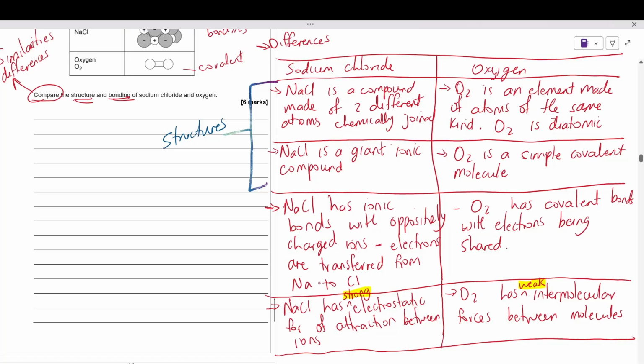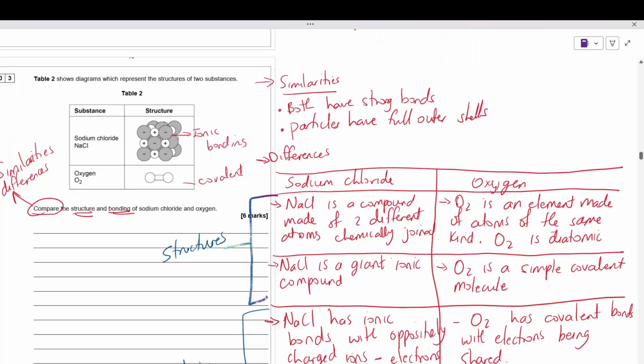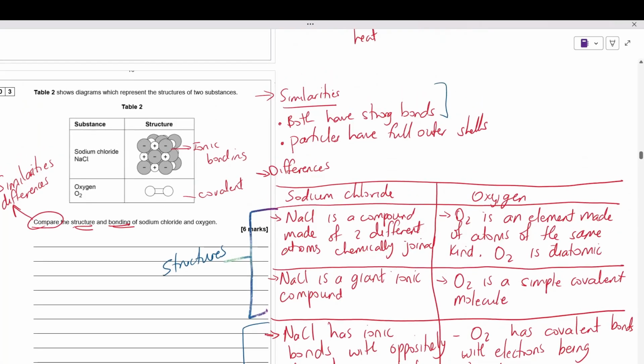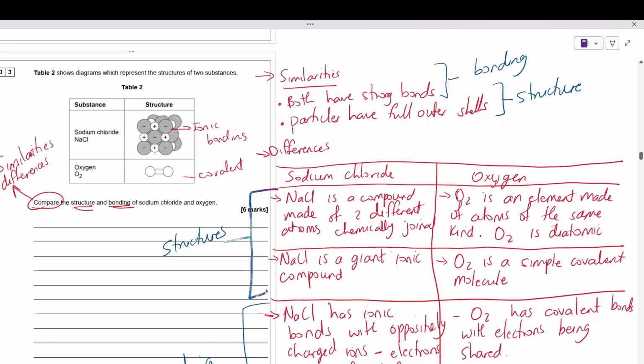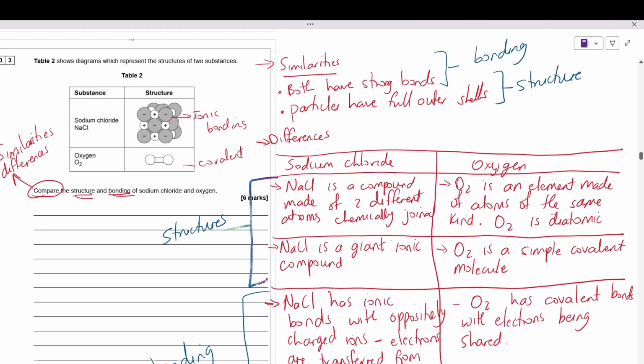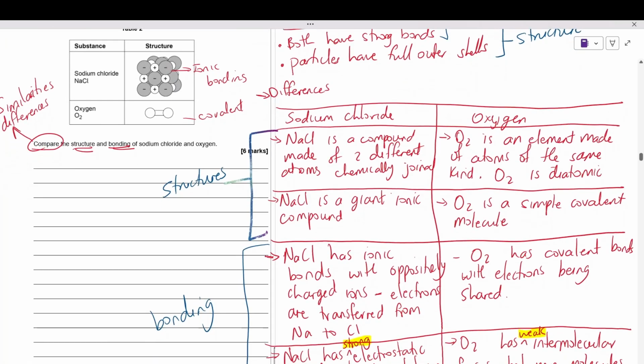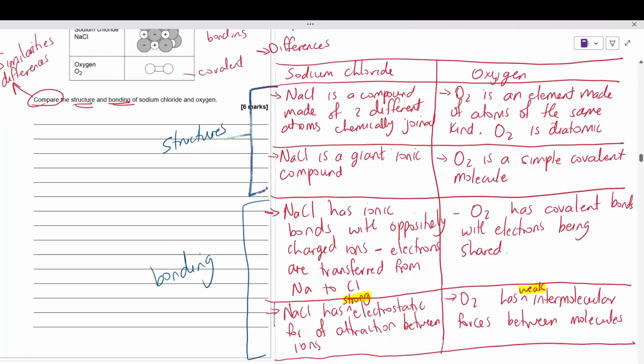Now, this is essentially able to give you that full 6 marks. Let me just quickly note this down so you can refer to this as the bonding portion of it. So that's your bonding. In terms of your similarities, we have this representing your bonding, this representing your structure. So as you can see, we have similarities and differences for both structure and bonding within your sodium chloride and oxygen. Okay, so that's your 6 marks. Not so bad.